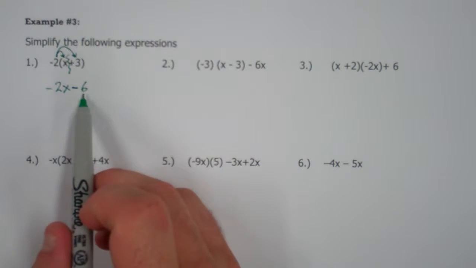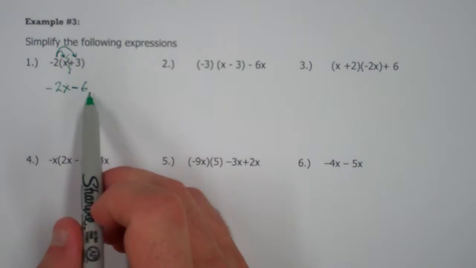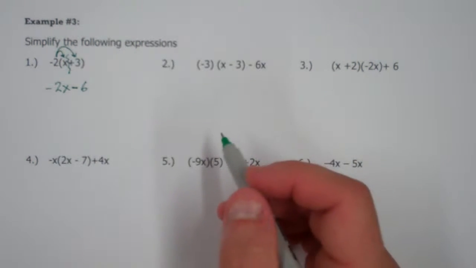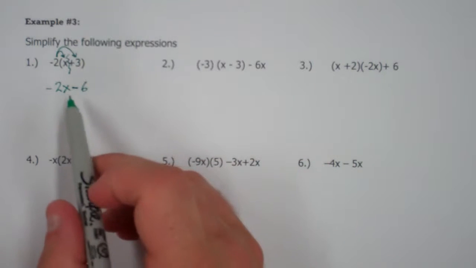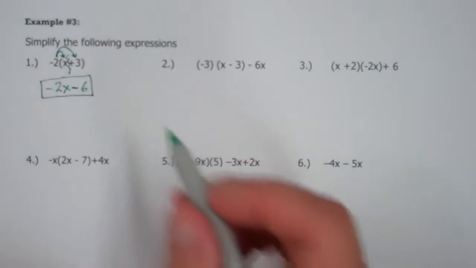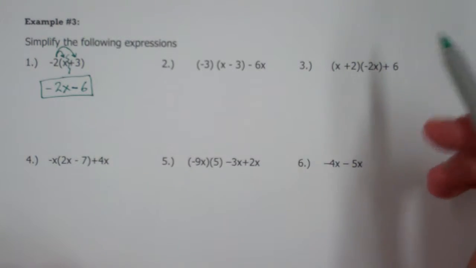Turns out that these are not like terms. We'd have to have an x here, or we'd have to have this x gone. Then those would just be constants and we can add those together. But we can't add these together because they're not like terms. So this is the best we can do when we simplify that expression.